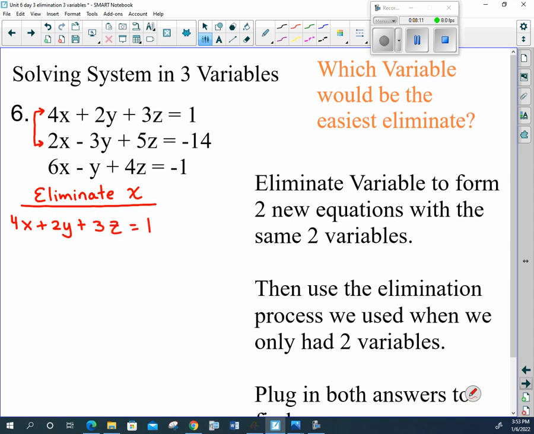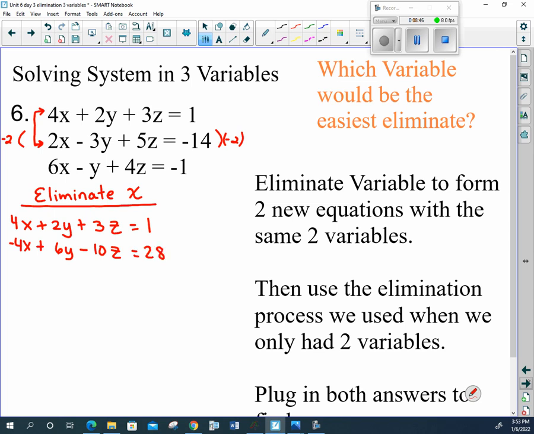And now I'm going to take the middle equation right here. It's going to be bottom down here in my system, but the middle equation. So I'm going to multiply this whole equation right here by -2. Both parts, both sides, okay? Multiplying by -2. All right, so -2 times 2 is -4x. -2 times a -3 is plus 6y. And -2 times 5 is -10z. And -14 times 2 is plus 28.